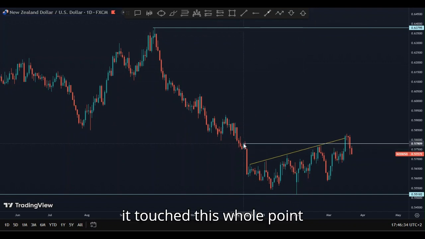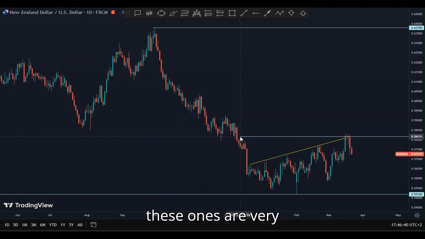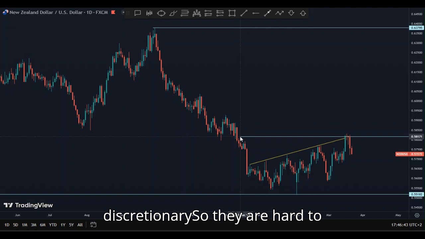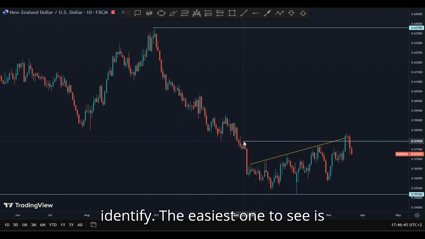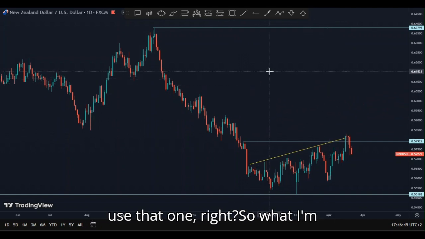It tested this hook point, or you can use this one, right? But then these ones are very discretionary, so they are hard to identify. The easiest one to see is this one right there. So we're gonna use that one, right?